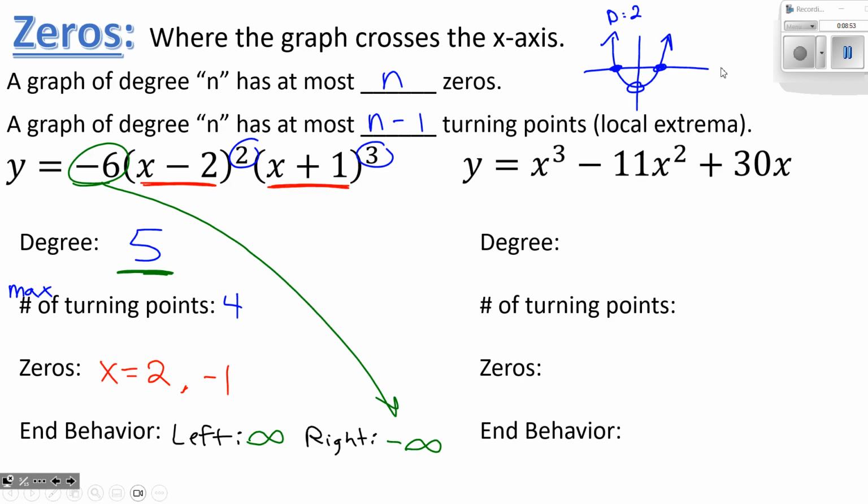All right, let's do it again with the second one. I have an expanded polynomial form, so I do not have to add the exponents. The degree is 3. The max number of turning points is 2. Zeros is where I get stuck now. I get stuck because it's not in factored form. So this guy, I've got to factor. It's going to be a little tight, but I'm going to factor this. The first thing I want to do is factor out an x, because I can factor out an x from all 3 terms.